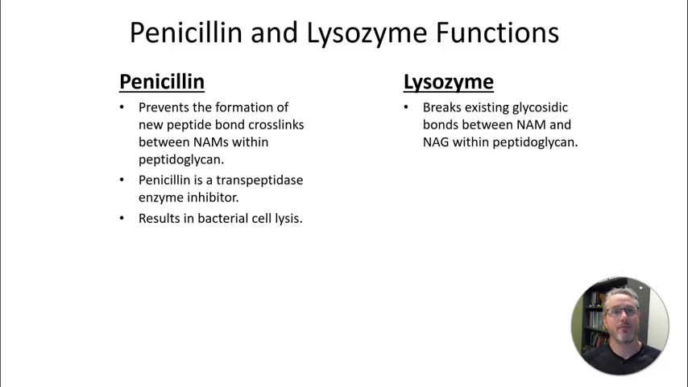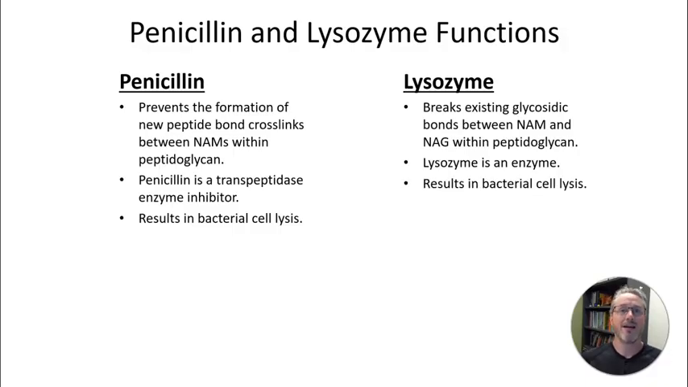Meanwhile, lysozyme is an enzyme that breaks existing glycosidic bonds between NAM and NAG in that peptidoglycan structure. Again, instead of being a simple chemical that is an enzyme inhibitor, lysozyme actually is an enzyme itself. So lysozyme is an enzyme, but again, because the bacterial cell wall no longer has these important connections, this results in a weaker cell wall, and it results in bacterial cell lysis.